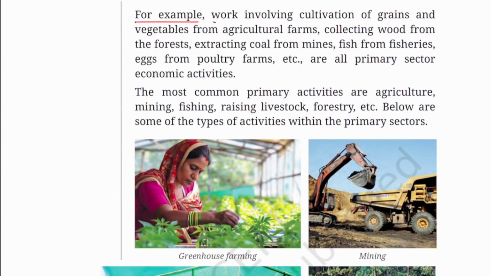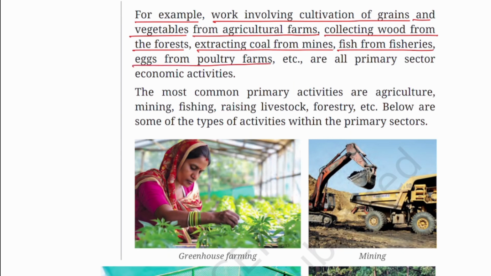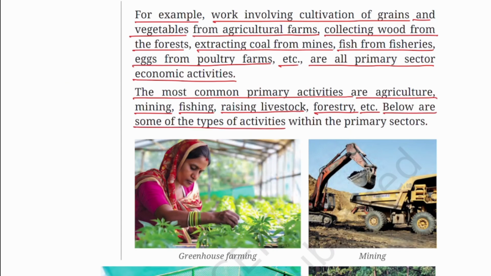For example, work involving cultivation of grains and vegetables from agricultural farms, collecting wood from the forests, extracting coal from mines, fish from fisheries, eggs from poultry farms, etc. are all primary sector economic activities. The most common primary activities are agriculture, mining, fishing, raising livestock, forestry, etc. Below are some of the types of activities within the primary sectors.